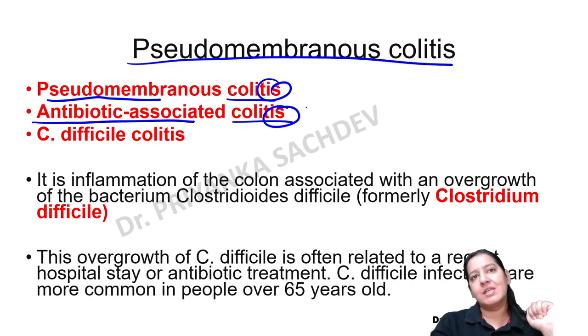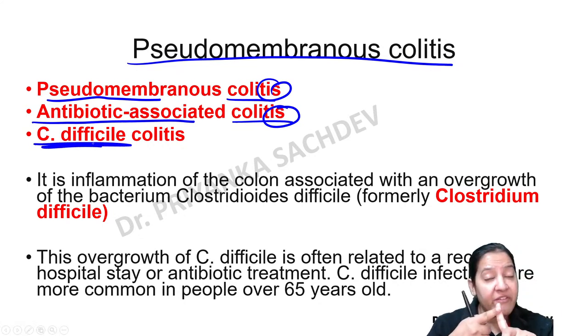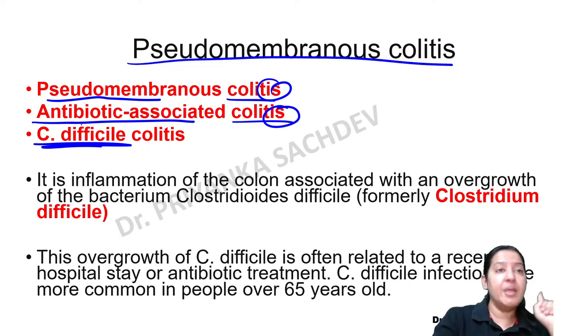Which bacteria causes it? There is a bacteria which is known as Clostridium difficile. It is not Clostridium perfringens. It is not Clostridium tetani. It is not Clostridium butyricum. It is Clostridium difficile. Clostridium difficile causes it. That's why it is known as Clostridium difficile colitis. So see the three names given to it.